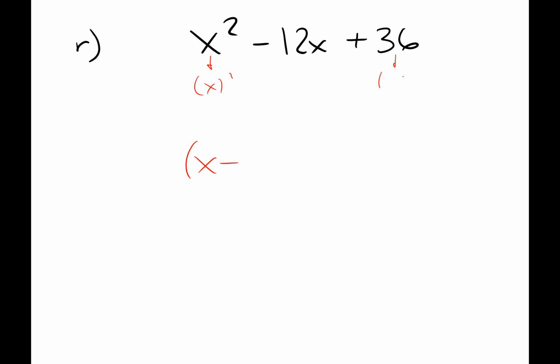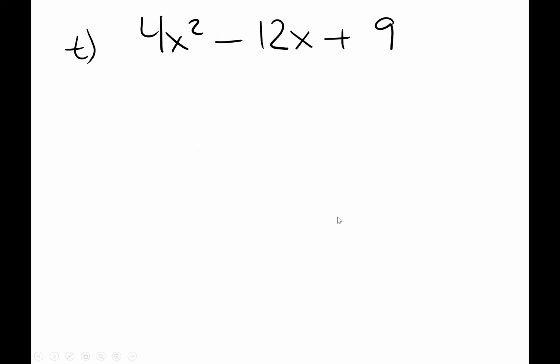What squares to give you x squared? x. What squares to give you 36 is 6. And if you multiply them together, you get a 6x, but then you get this little minus sign. So instead of multiplying by 2, you multiply by -2. Answer is x minus 6 to the second. So just the sign change in the middle, because -6 times -6 will give you a positive 36 at the end. Okay, let's get more complicated because that's too easy for you guys. Let's go to here.